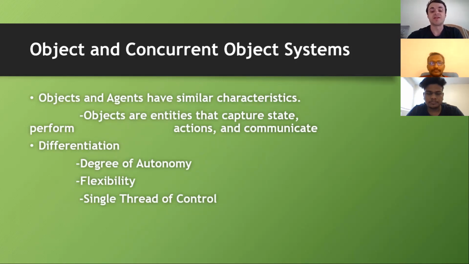The third difference is that agents are considered to have a single thread of control. In object-oriented programming, it is a system that has a single thread of control. Active objects have some close similarities to this concept. However, they are not capable of flexible autonomous behavior.